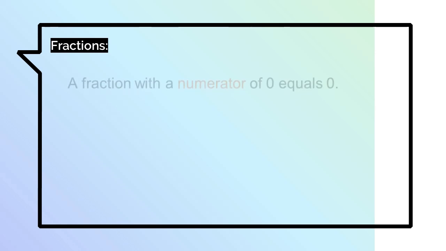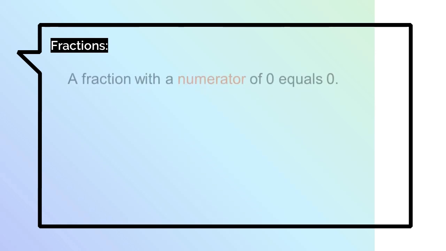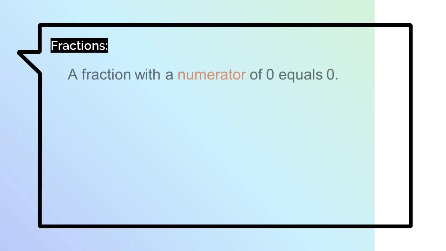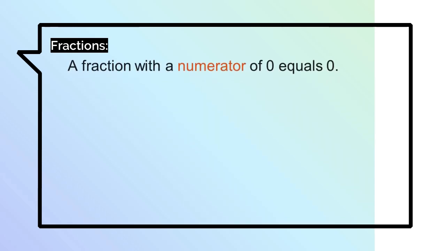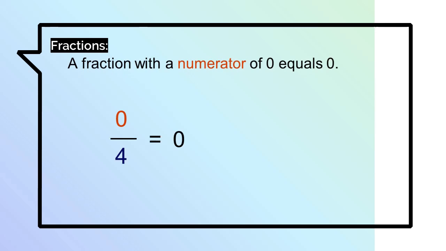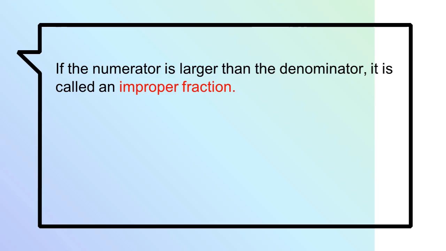2. A fraction with a numerator of 0 equals 0. No matter how big the denominator is, if the numerator is 0, it will always be equal to 0. For example, 0 over 4 equals 0. And 0 over 156 equals 0.